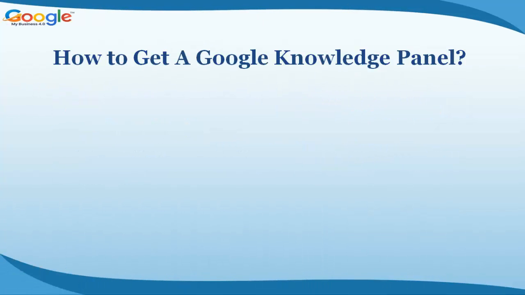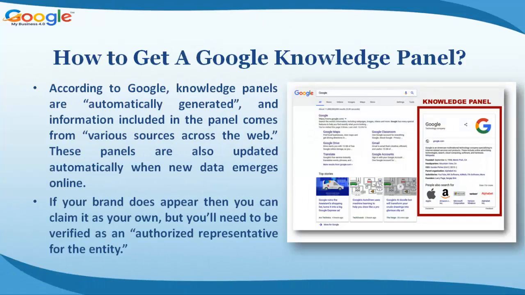How to get a Google Knowledge Panel? According to Google, knowledge panels are automatically generated, and information included in the panel comes from various sources from across the web. These panels are also updated automatically when new data emerges online. If your brand does appear, then you can claim it as your own, but you'll need to be verified as an authorized representative for the entity.